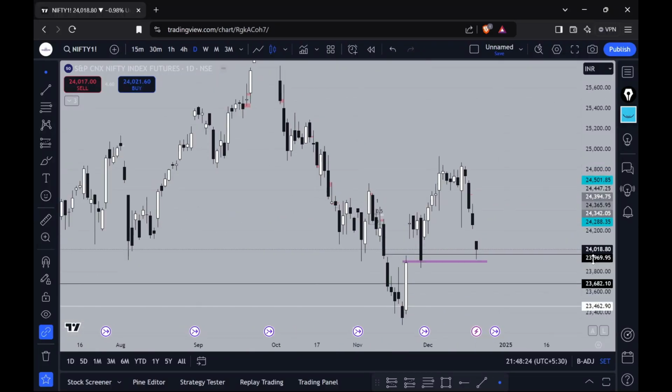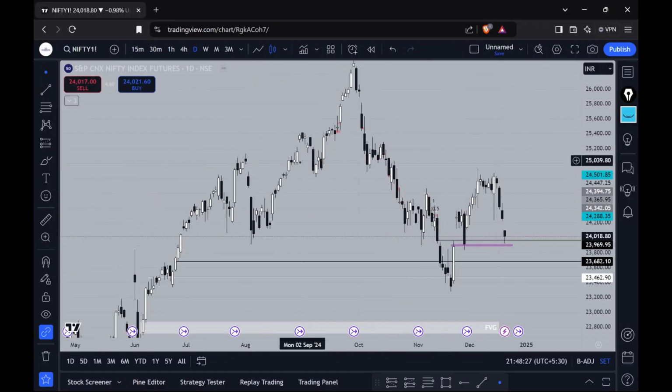So today we are gonna discuss how to decode the markets, how to read the charts in the right way, a sensible way, in a way that actually gives you an edge.